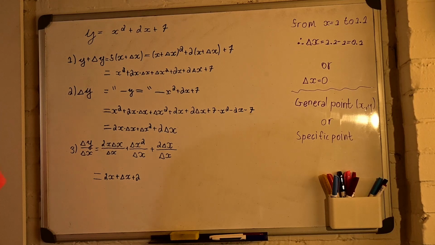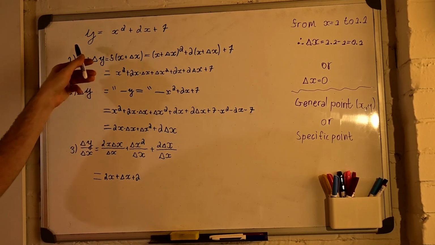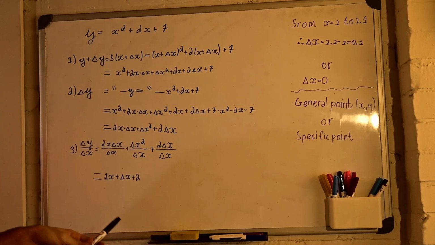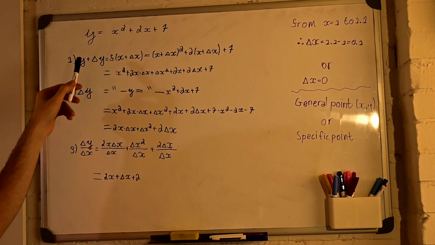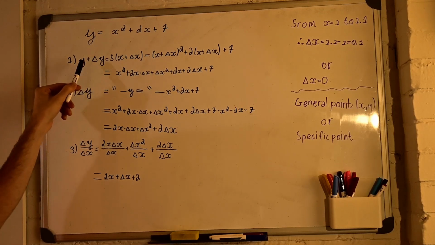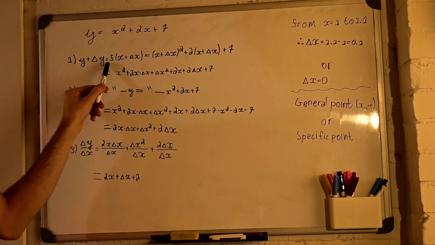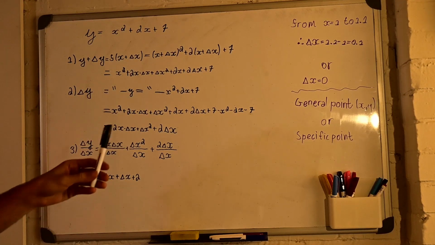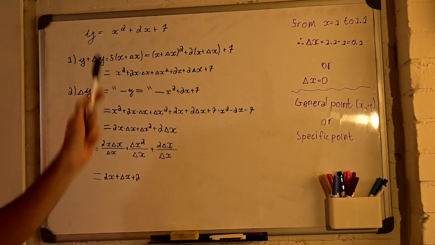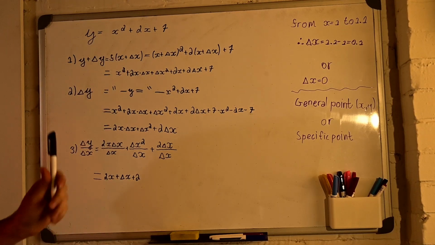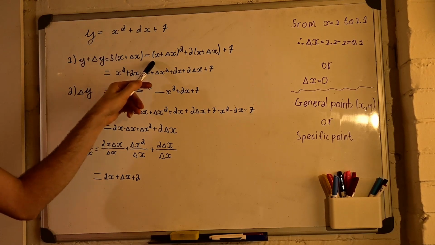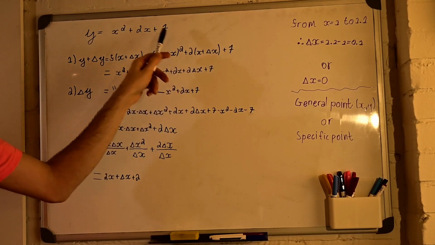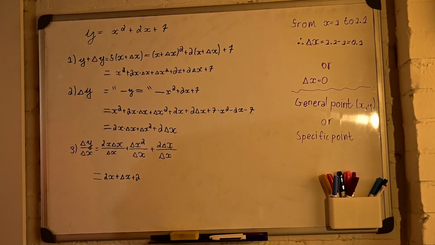Easy peasy. So step 1, what we're going to do, so we have y equals this equation, which is the same as saying y equals f of x, right? So instead of it being y equals f of x, we're going to make it y plus delta y equals f of x plus delta x. And so what that means is basically, in our original equation, we're just going to replace every single x with x plus delta x. So x squared becomes x plus delta x squared. 2x becomes 2 times x plus delta x. And 7 obviously just stays a 7. So this is what we have.